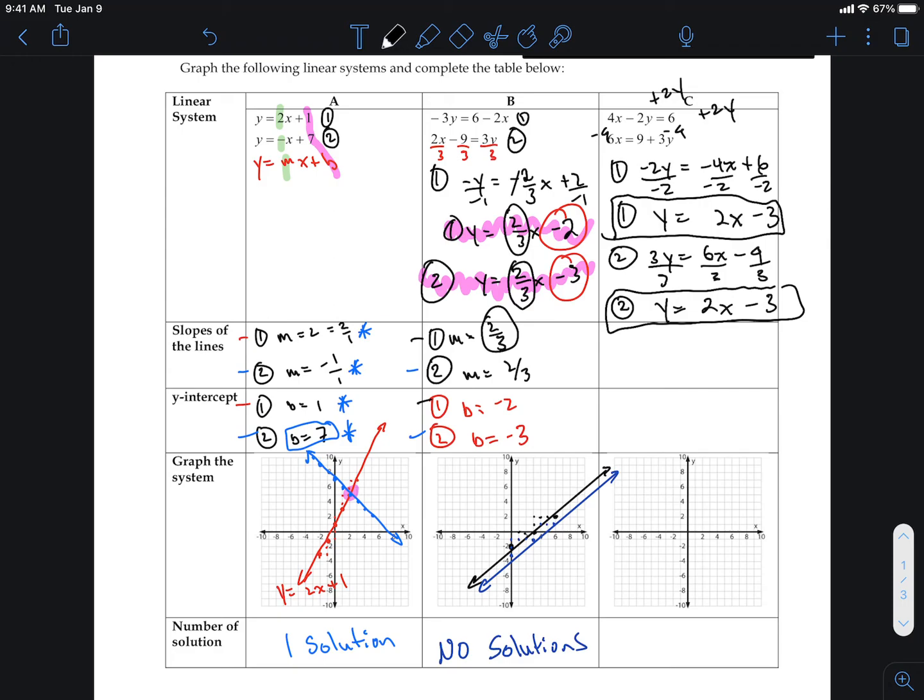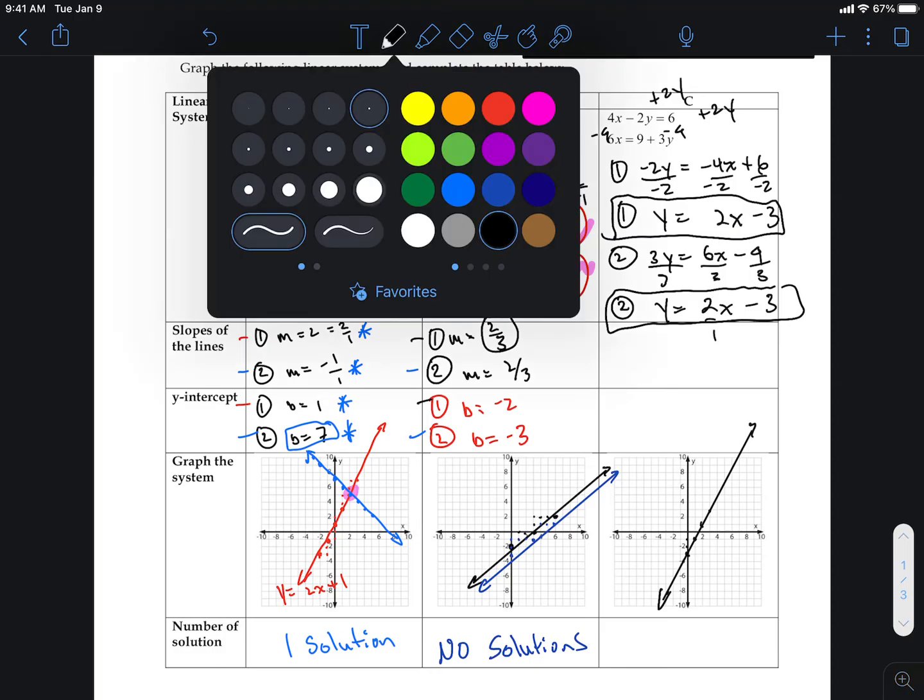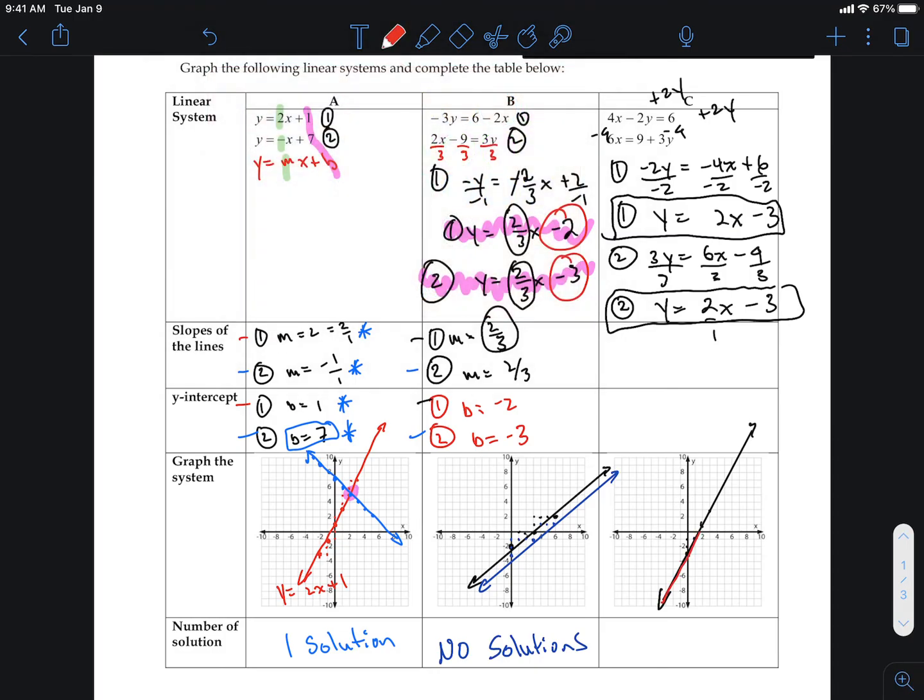If I were to go down here and plot this line, with a y-intercept of negative 3, then I have a slope of 2 over 1. So I'm going to go up 2, right 1, and plot those. That's the first line. It just so happens in this question, the second line is the exact same. How many points of intersection are there on those?